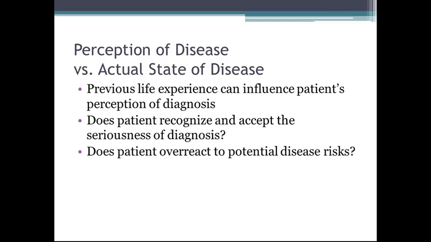Does the patient recognize and accept the seriousness of the diagnosis? And does the patient overreact to potential disease risks? Sometimes when you tell patients they have a certain disease and can cause another disease, like diabetes can cause neuropathy in the lower extremities, and there can be foot issues, so it's really important to take care of your feet. In that patient education, what do you mean I'm going to have neuropathy? They get really defensive and oftentimes overreact.